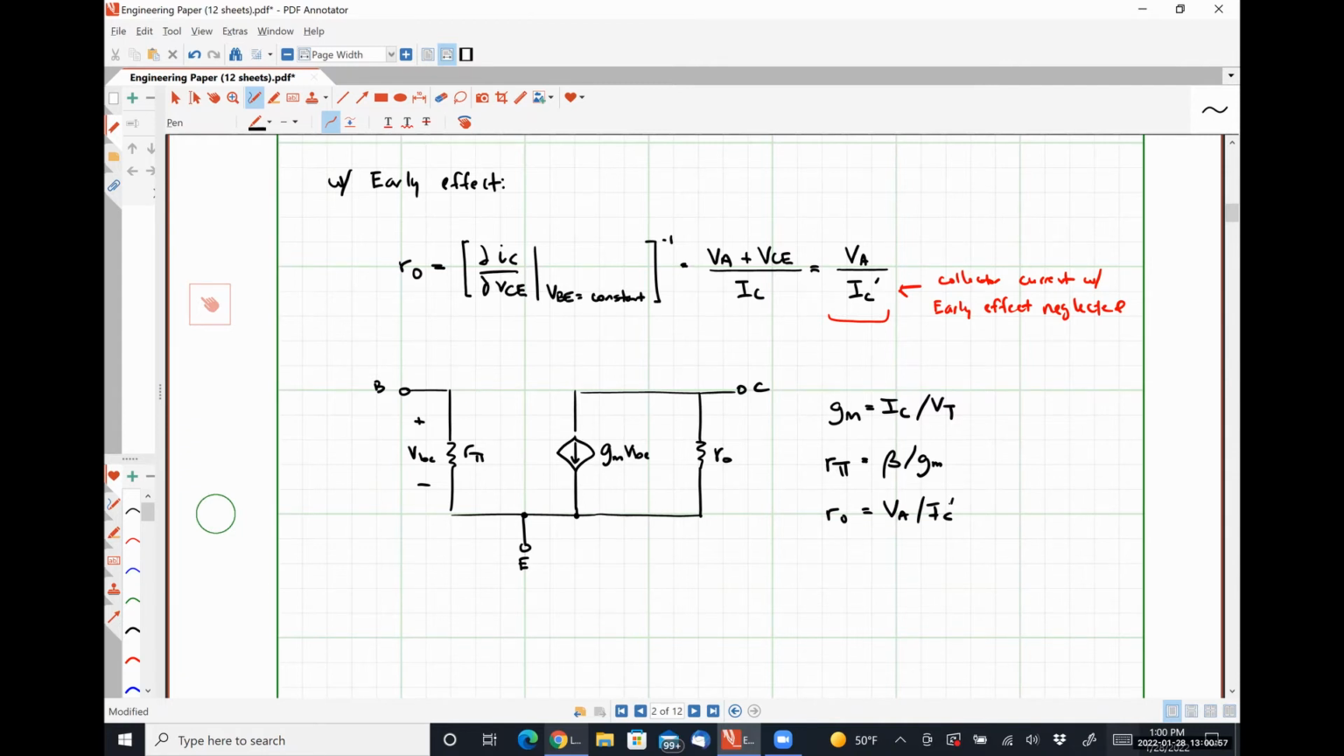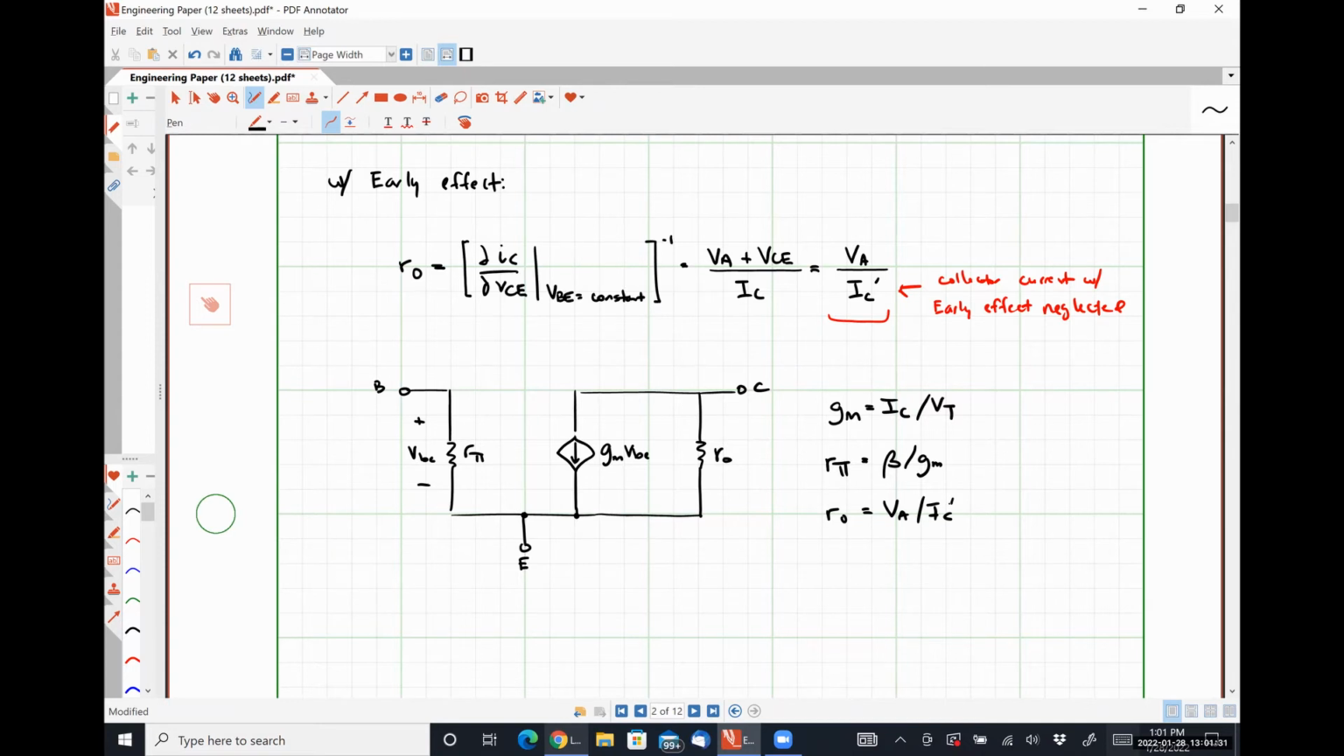prime. So like I said, the majority of the time, we're not going to include the early effect in our DC calculation. So it's just whatever IC that we have will get us there, at least good enough. It's all an approximation anyway, right? Any questions regarding the development of our small signal model? All right.